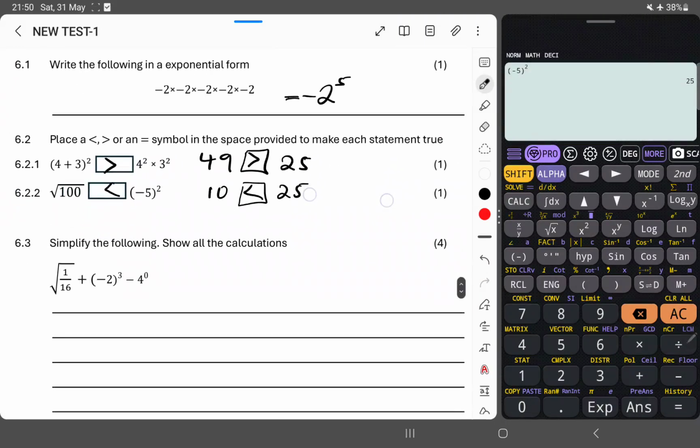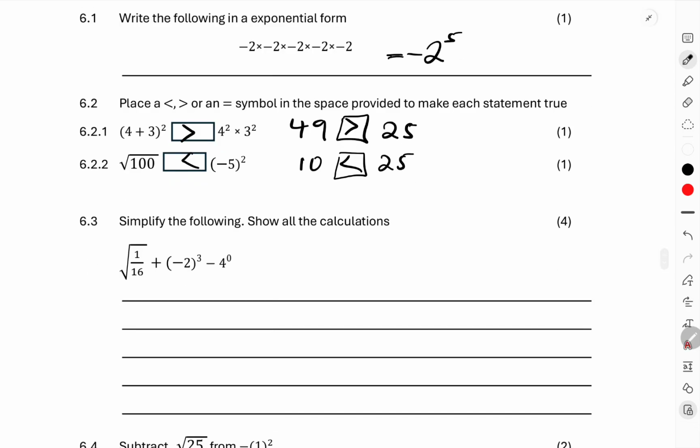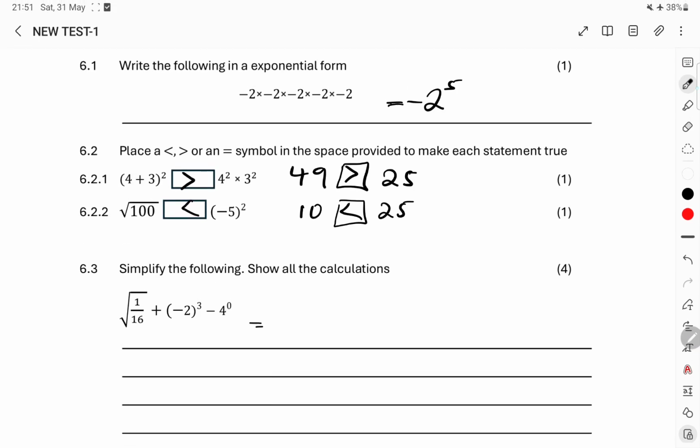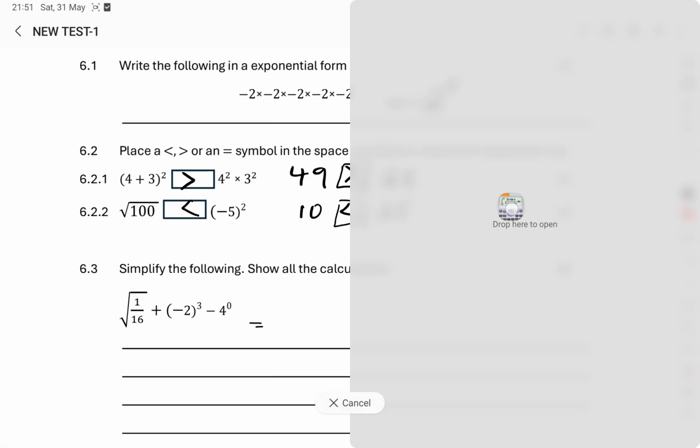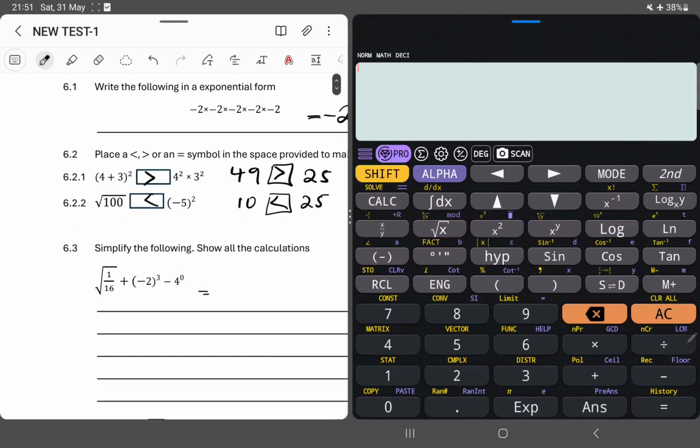Right. Then we have 6.3, simplify the following, show all your calculations, right? So for us to simplify here, we can use a calculator, but in a smart way. Don't just punch everything into a calculator. Start with the first part, 1 over the square root of 1 over 16, which is 1 over 4. So we are going to have 1 over 4 plus, use a calculator again, negative 2 to the power of 3. It is negative 27.